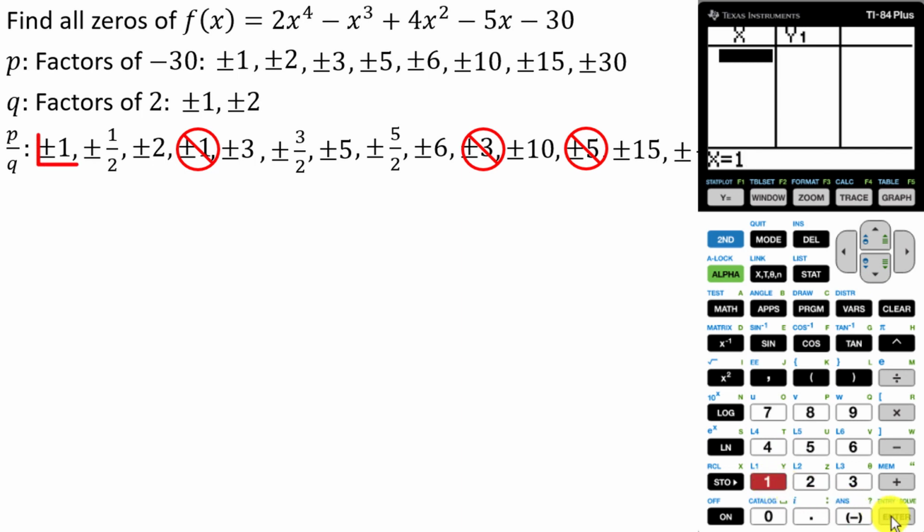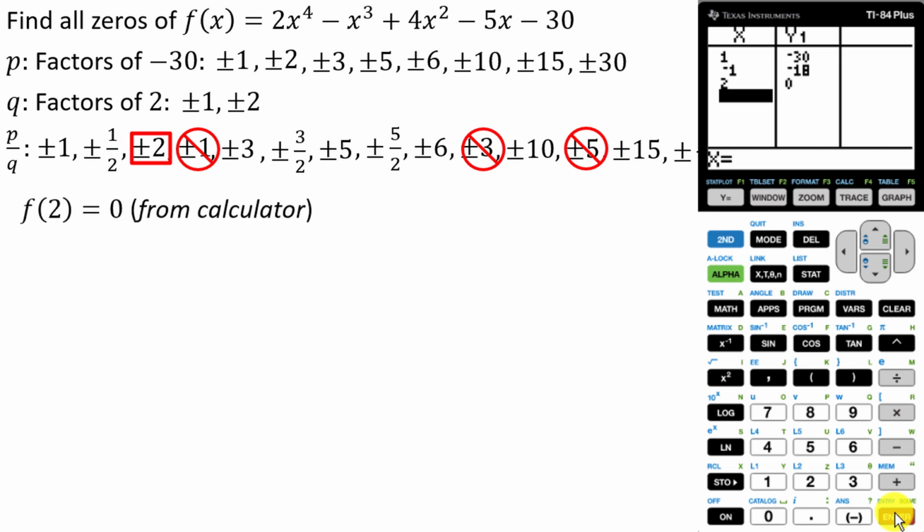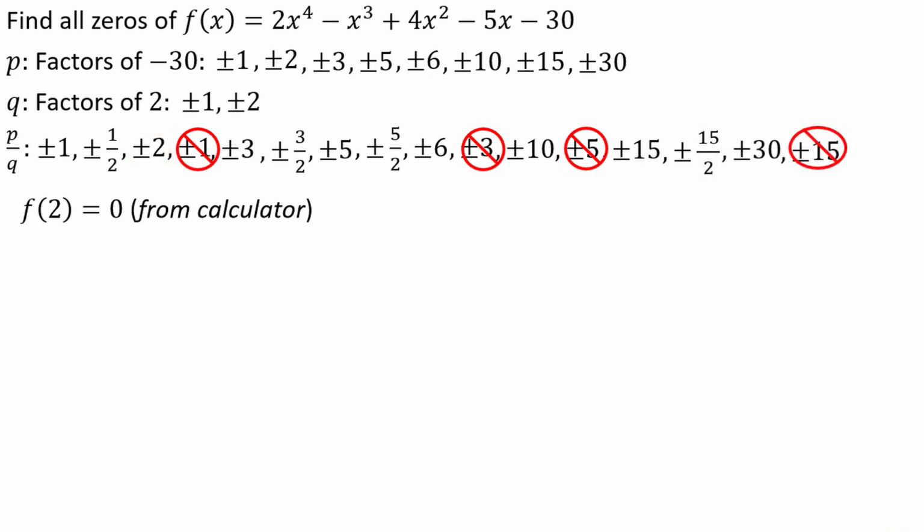Let's try 1. Looks like that doesn't work. -1 doesn't seem to work either. How about 2? Yes, it looks like 2 is a 0. That means that x minus 2 is a factor, and we can use synthetic division to factor this polynomial.